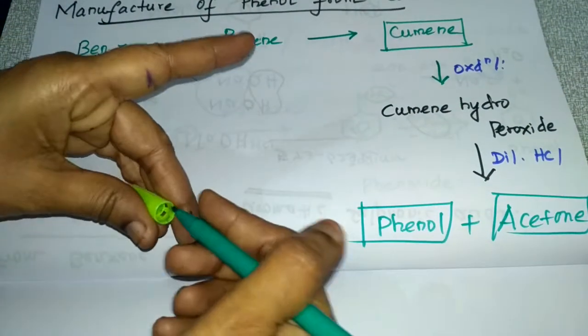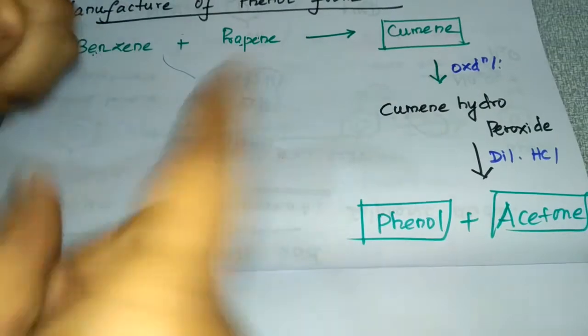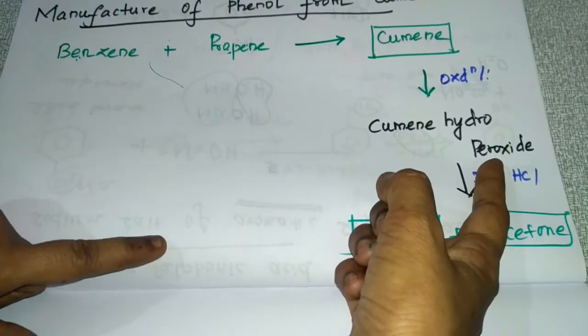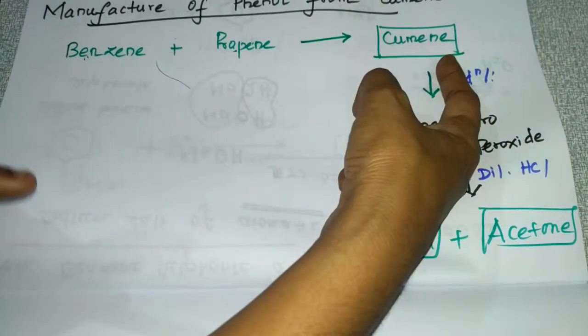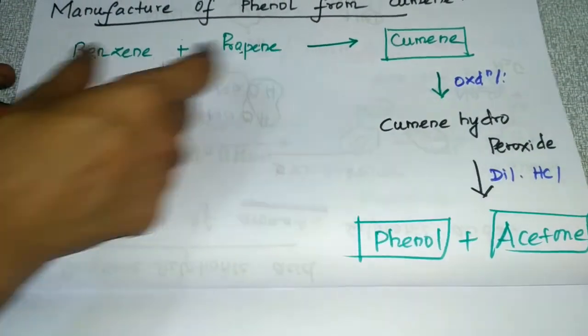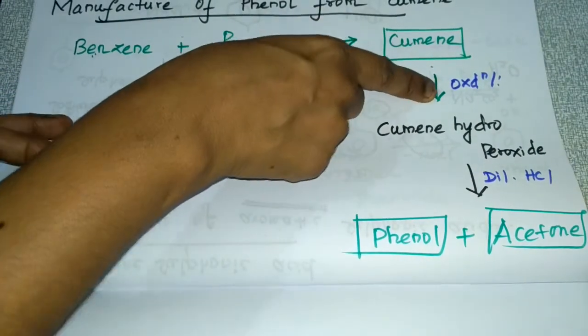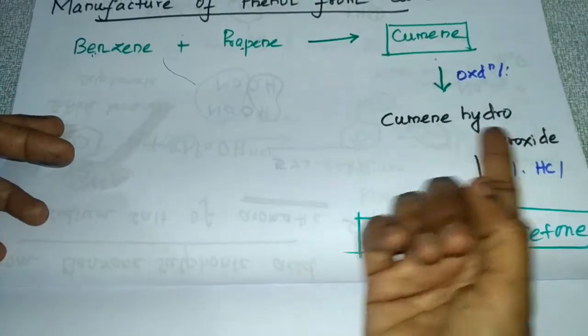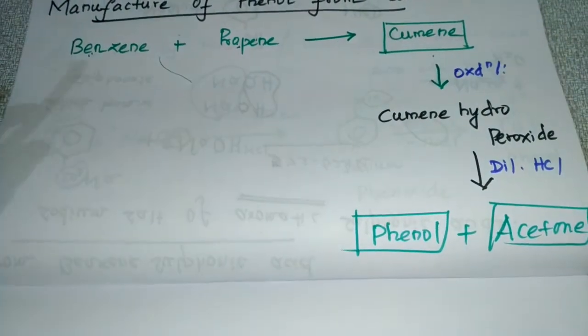If they are asking you to write the preparation of phenol from cumene, first you have to show the preparation of cumene. Cumene is prepared from benzene and propene. First you add benzene and propene, then you will get cumene. Then oxidation takes place, then you will get cumene hydroperoxide, and on adding HCl you will get phenol and acetone. Now I'll give you the reactions for this.